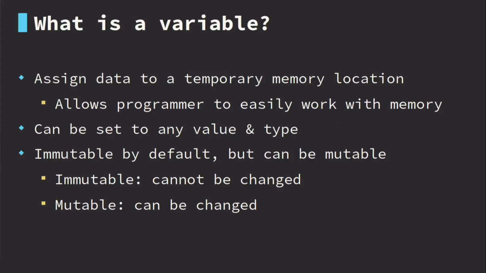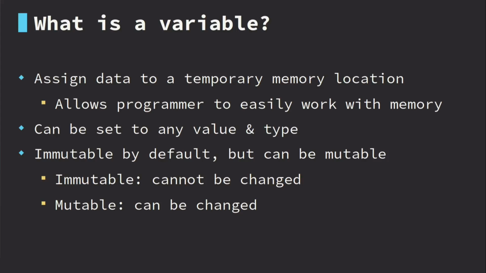Variables are a way to assign data to a temporary memory location, which allows the programmer to easily work with memory. So I know we've covered memory in the previous videos. However, all of that can be abstracted away using variables, which keep track of all that for you. This makes it much easier to reason about your programs, since all you need to do is create a variable name, and everything happens behind the scenes.